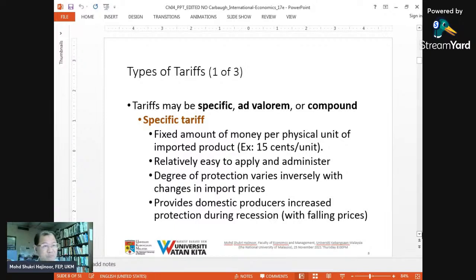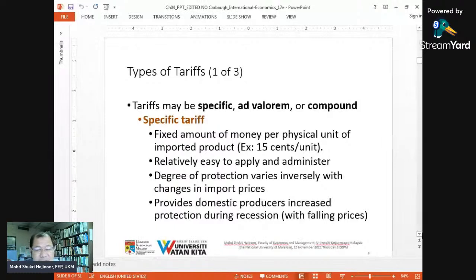For example, if you have specific tariff of, for example, 15 ringgit per unit of TV, that's not good, because a poor person will buy a 100 ringgit TV, pays 15 ringgit duty, whereas a rich person will buy a 30,000 ringgit TV, only pays 15 ringgit. No, that's not the way. So specific tariff is not going to be good because the degree of protection varies inversely with the changes in import prices. This is not fair. He buys a 30,000 ringgit TV, only pays 15 ringgit import duty. The other guy pays the same 15 only, but he buys only a 100 or 200 ringgit TV.